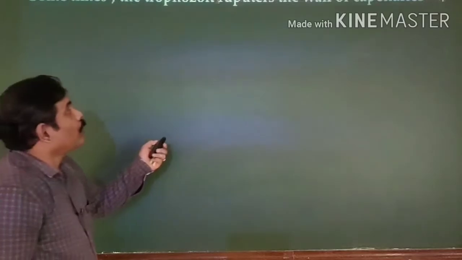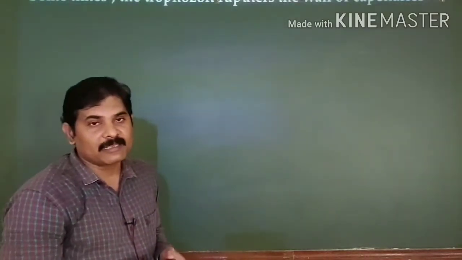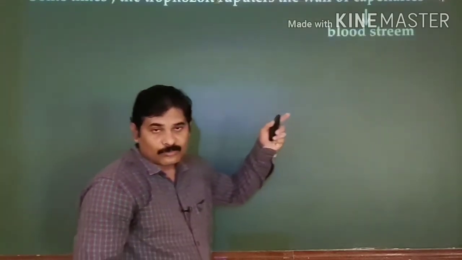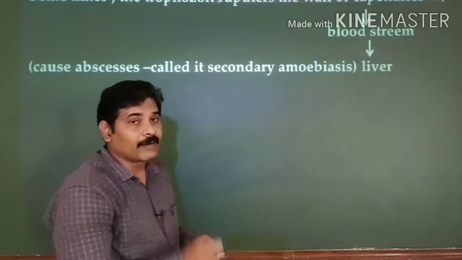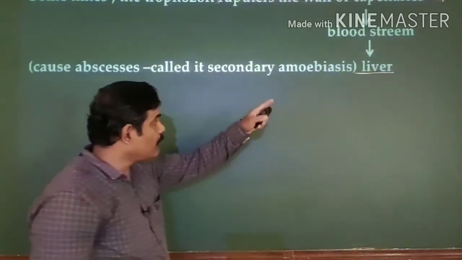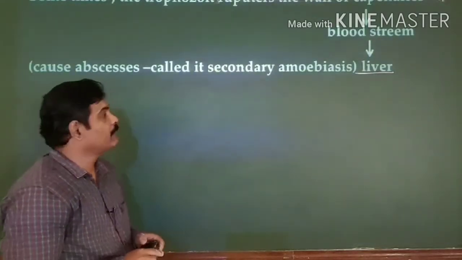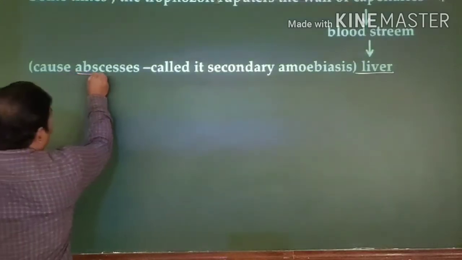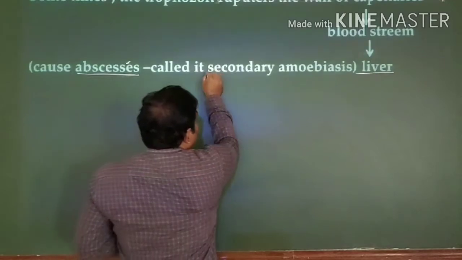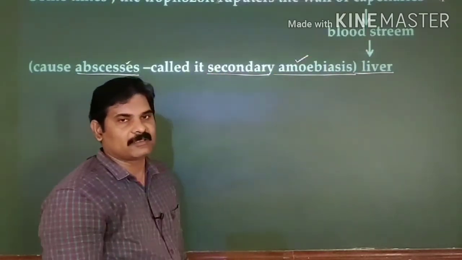So first one, the trophozoites, in some of the cases, rupture the wall of the capillaries and enter into the bloodstream. From there, it reaches the liver particularly. From the bloodstream, this actually passes to your liver. There in the liver, they cause abscesses. That is an important point. It causes abscesses in the liver. That condition is called secondary amoebiosis, but it takes place in rare conditions.